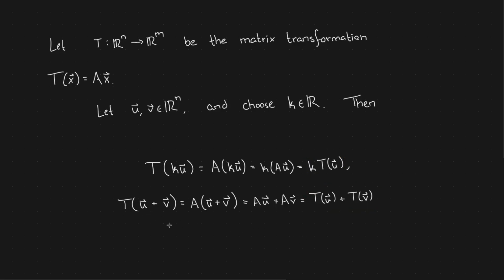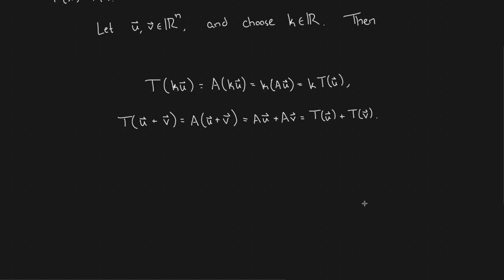Okay, so in this latter case, it doesn't matter if we sum up the vectors before we apply the transformation, or if we transform the vectors first and then sum them up. Now, these are very important properties because of what it means for linear combinations of vectors. Okay?